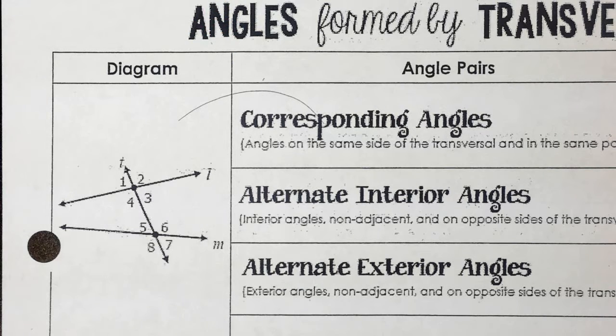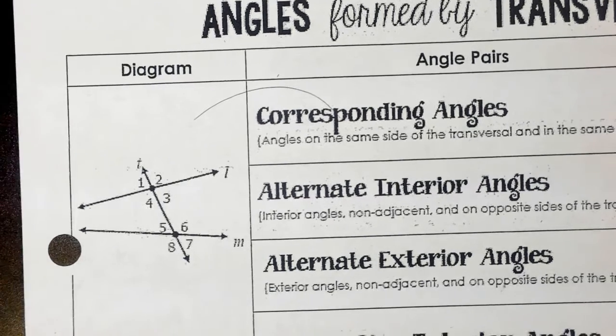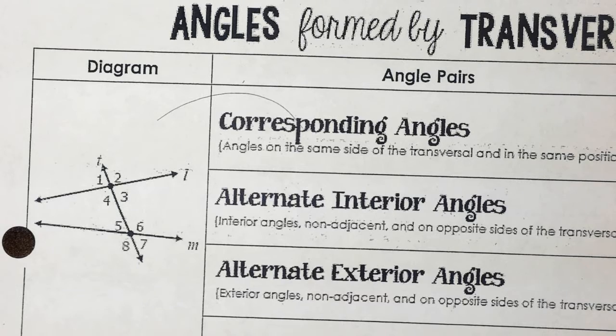So we got these angle pairs here, and we're gonna color code them. Pick whatever colors you want, just to make sure they're in different colors so you can identify. First one is corresponding angles. Reading to you corresponding angles first.